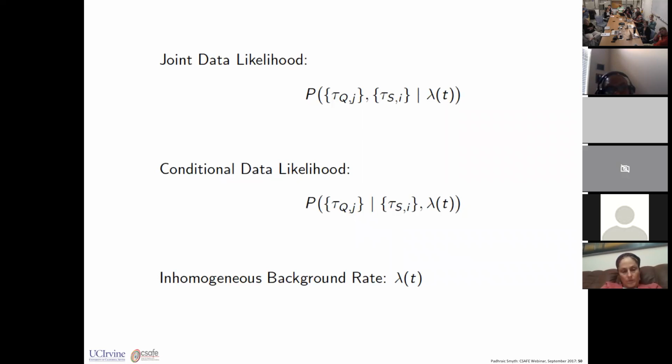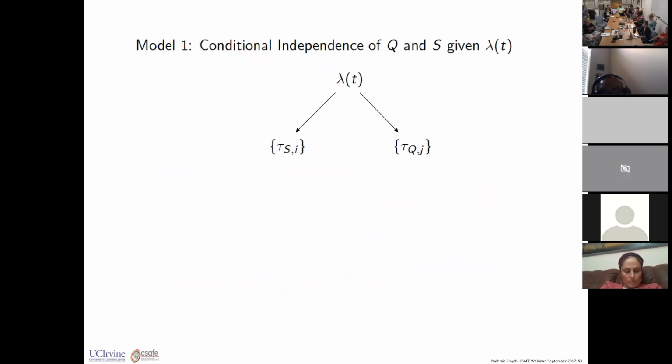And so what we'll look at going forward is the density of the query timestamps given the source timestamps and given the background rate. Implicit in this is that there is some background rate, and where we get that will be important. I'm not going to say too much about it today, but it'll be an important part going forward.